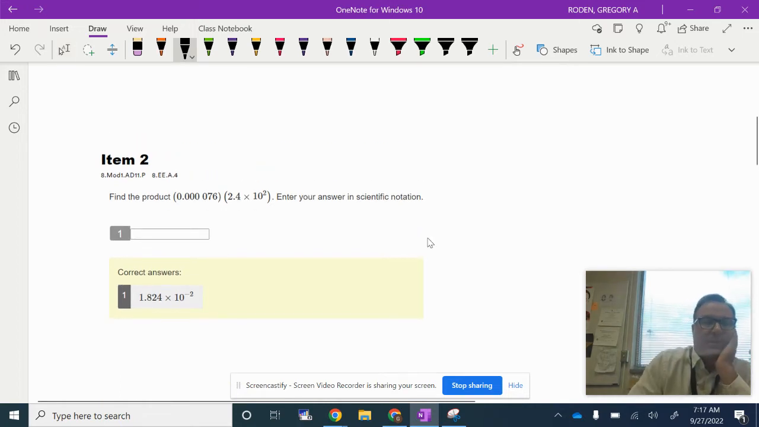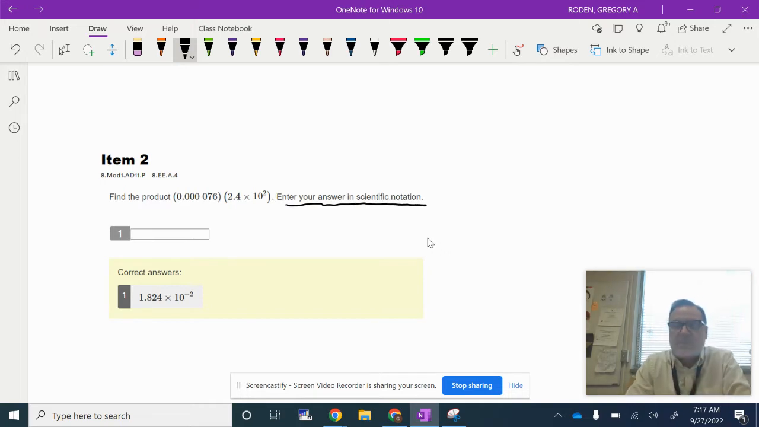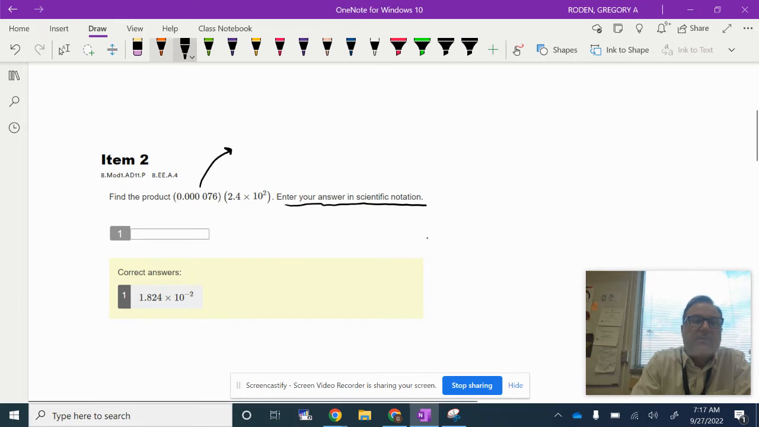Okay, so this one, you want to find the product. They want your answer in scientific notation. So a lot of you got this wrong just because you didn't put your answer in scientific notation. So let's go ahead and take a look at this. So I would, first of all, put this in scientific notation. Well, what is this in scientific notation? So let me do some scoop-de-loop in here.